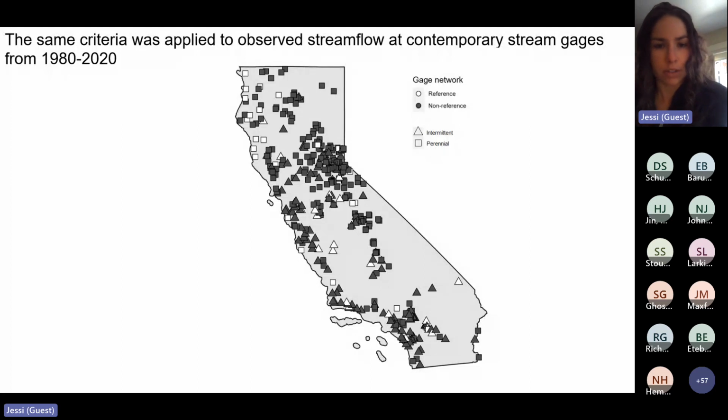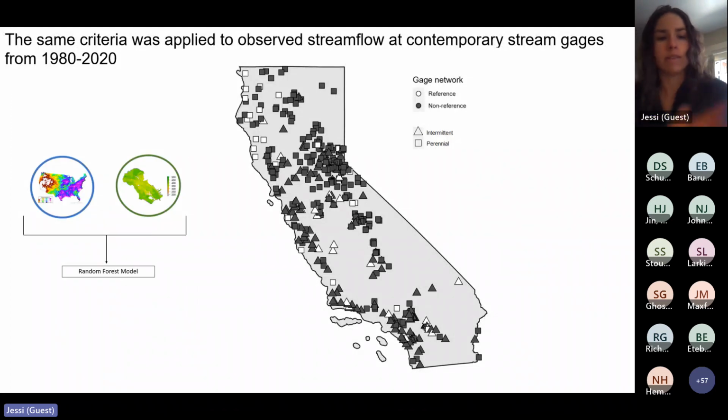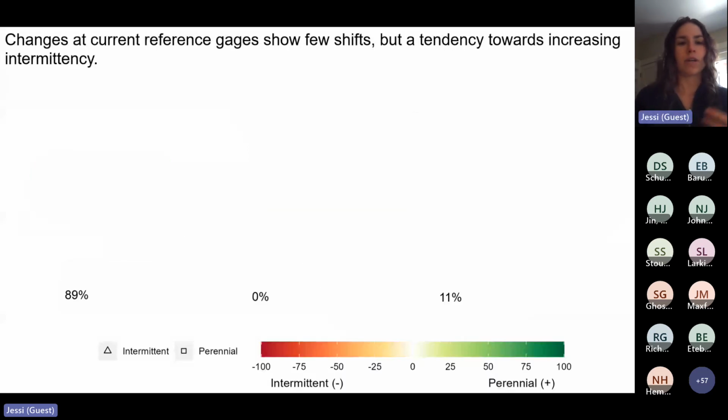Then we used our model to understand what the natural conditions should be and compared them to what we're seeing on the ground to understand how this stream gauge network is deviating from what we might expect in terms of intermittency and perennial streams. So here are the results from that comparison, from the alteration assessment. But I just want to walk you through the legend here to give you kind of an orientation before I throw everything out at you.